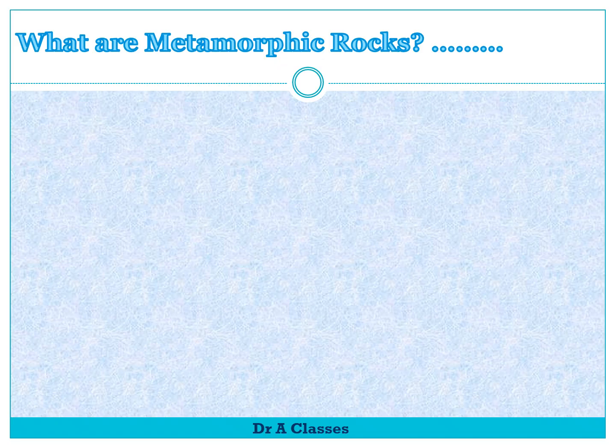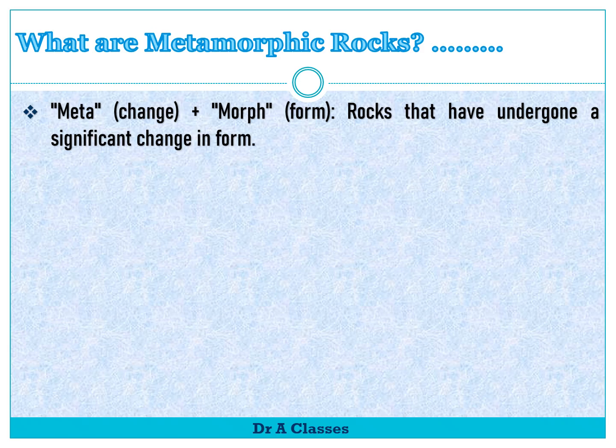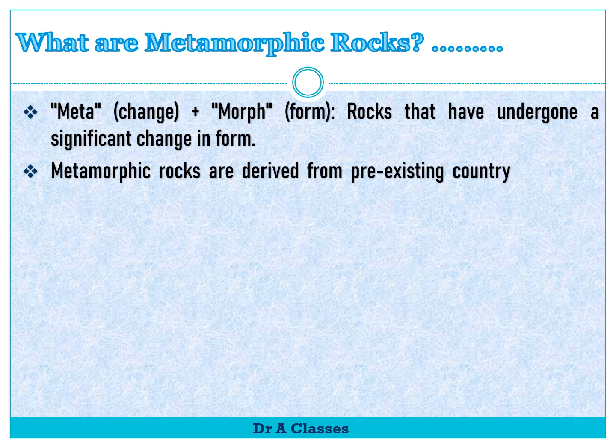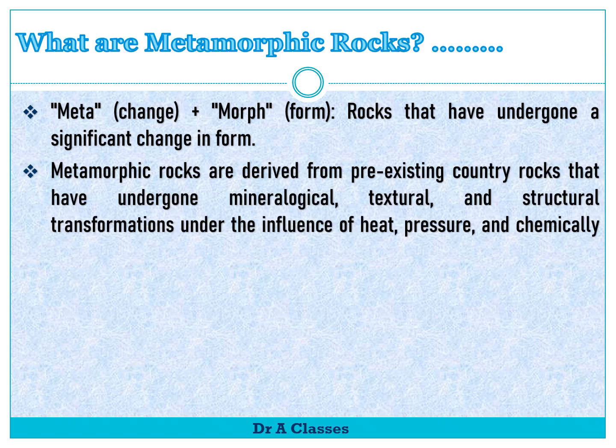What are metamorphic rocks? The term metamorphic comes from meta meaning change and morph meaning form. These are rocks that have undergone a significant transformation in their structure or composition. Metamorphic rocks are derived from pre-existing rocks known as protoliths or country rocks, which may be igneous, sedimentary or even older metamorphic rocks that have undergone mineralogical, textural and structural transformation under the influence of heat, pressure and chemically active fluids without melting.